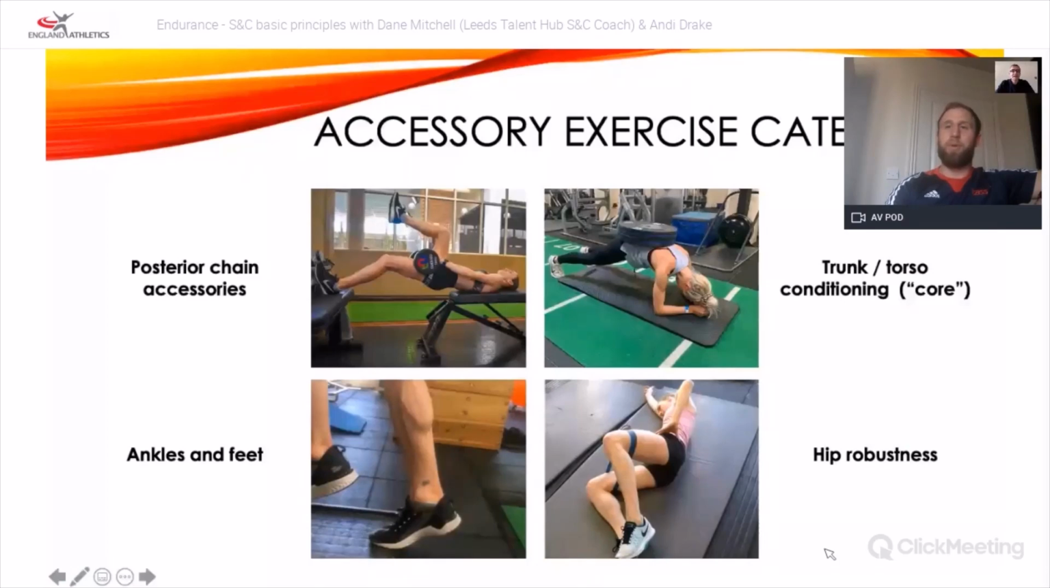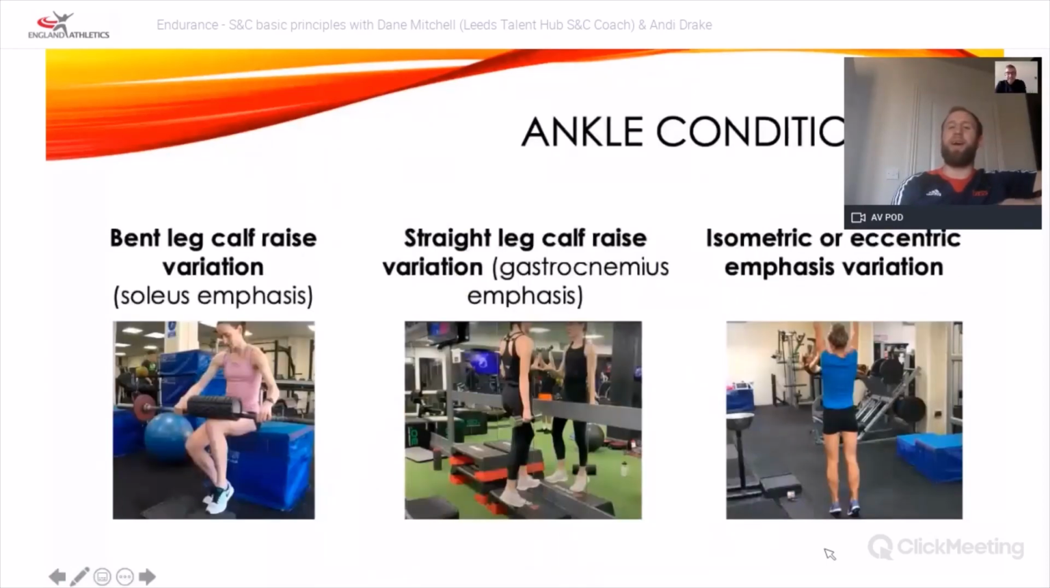Coming up, I need to remember which one's coming first. I'm feeling it might be ankles. Ankle conditioning is heading your way. Yes, okay. So again, my simple brain, hopefully simplifying it for you to categorize this, tick the boxes. Have you got these in your programs? You may not need them all, but it's good to consider these variations.